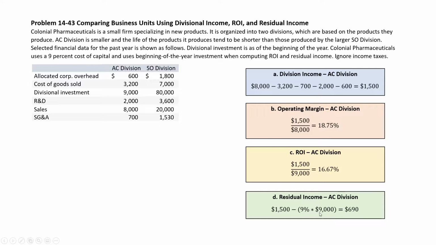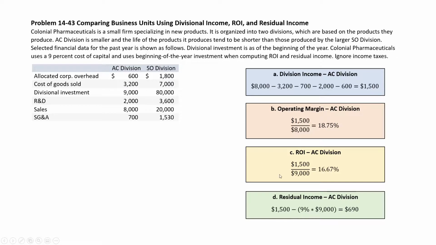So 9% times 9,000 says here's the minimum I should have earned. Subtract it from the $1,500 of what I actually earned, and I have additional earnings relative to my minimum of $690. Now, just as a hint, I should have known that this was going to be a positive number because my actual earning of 16.67% is greater than my minimum of 9%. That tells me it should be positive.